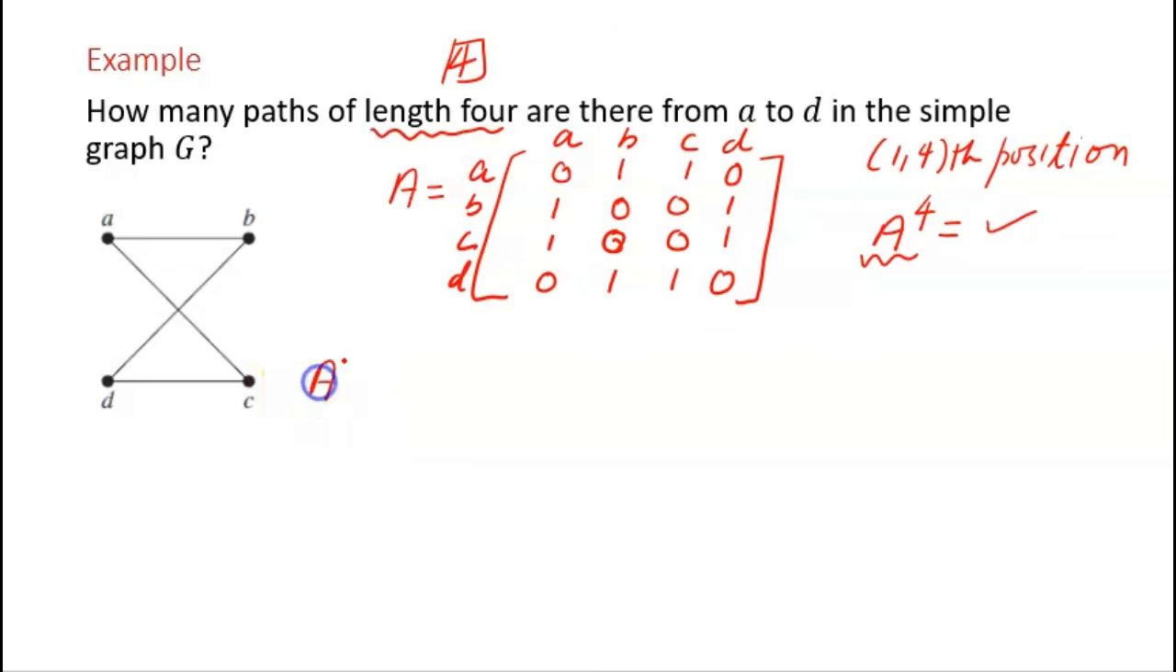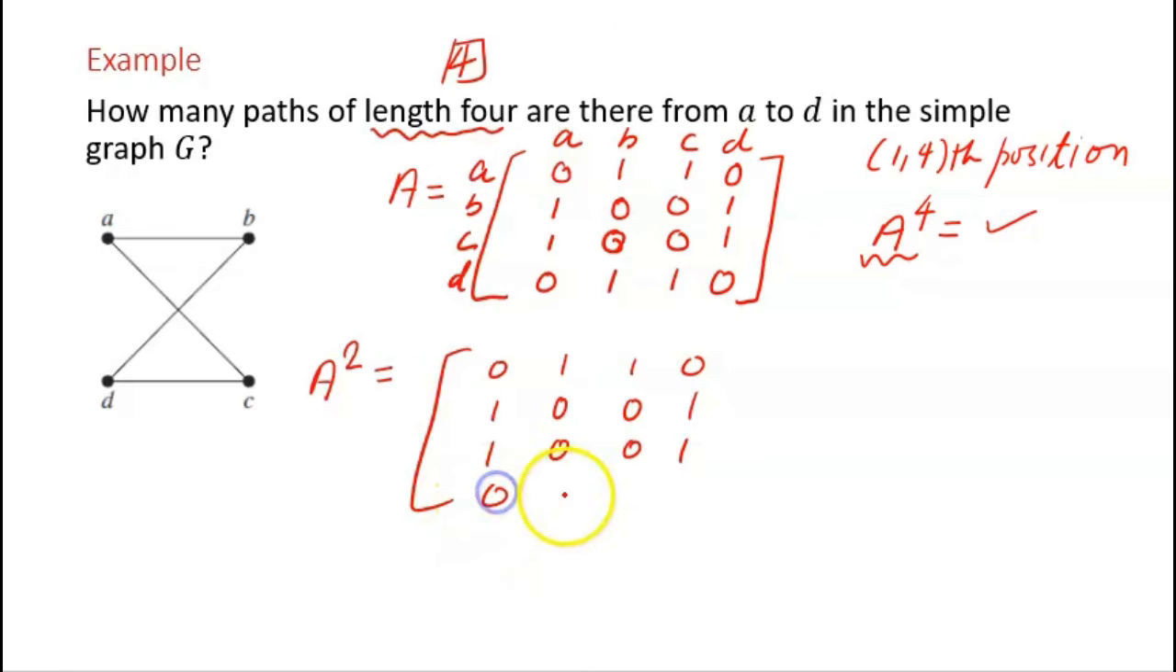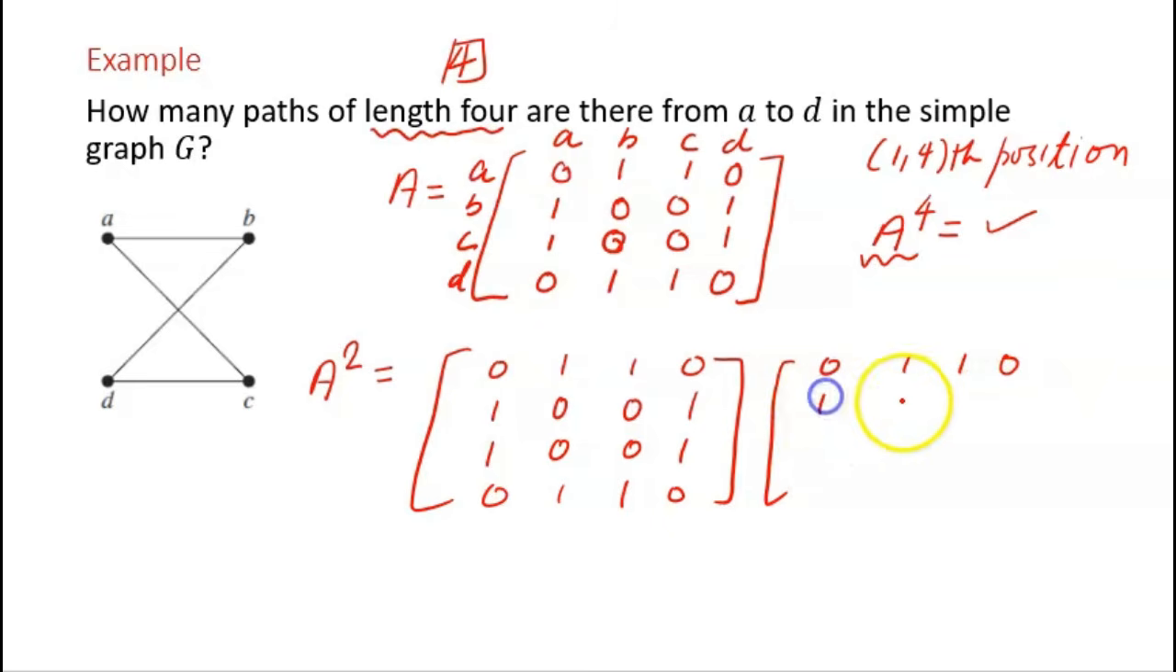So suppose first I have to find A square. To find A square, I have to multiply these two matrices, A into A. So I write it again for your convenience, because you are learning this thing for the very first time. So you should be clear about the process, and that is why let me put the effort. So I am writing A into A, so that is 0 1 1 0, 1 0 0 1, 1 0 0 1 and 0 1 1 0.